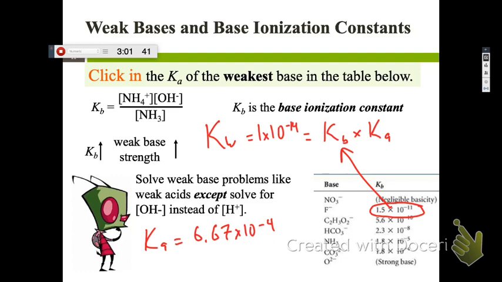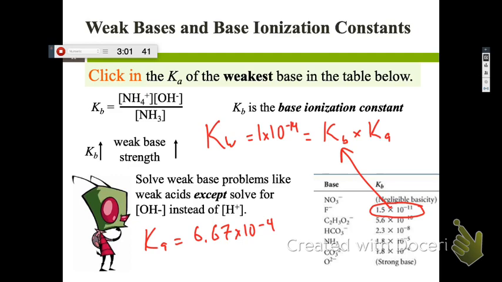The more times you practice looking at a table of Ka values and Kb values, you're going to start to get a feel for what is a weak acid, what's a really, really weak acid, what's a weak base, what's a really, really weak base. What we take home from this is if HF releases a proton and goes to F minus, then this base is less of a base than the acid is an acid. Does that sound confusing?